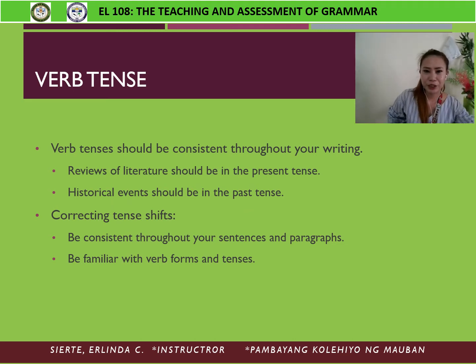How about the verb tense? So, verb tenses should be consistent throughout your writing. Reviews of literature should be in the present tense. Historical events should be in the past tense. Next is correcting tense shifts. So be consistent throughout your sentences and paragraphs. Be familiar with verb forms and tenses.